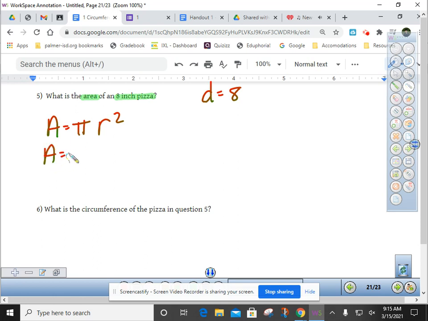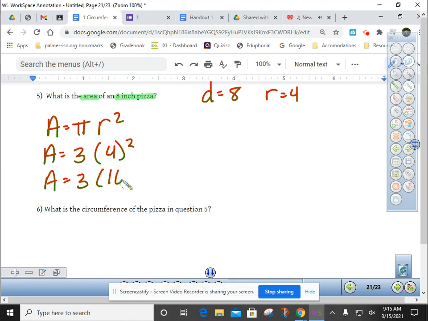What are we going to use for pi? 3. What is the radius? 4. 8. Oh, wait, 4. Good. Who said that? Gracie. Good, Gracie. How'd you know that? Because I divided by 2. Yeah, the diameter is 8, so the radius is 4. It's half of it. What's 4 squared?